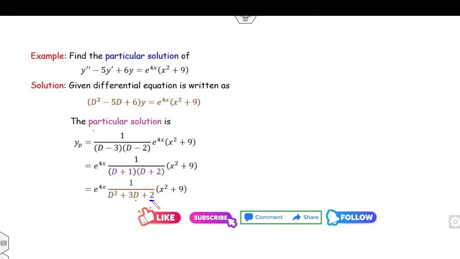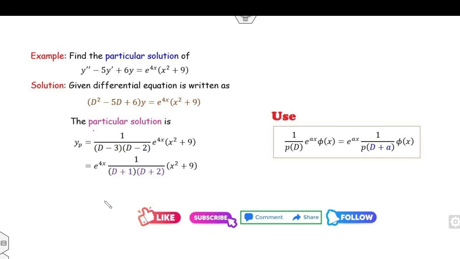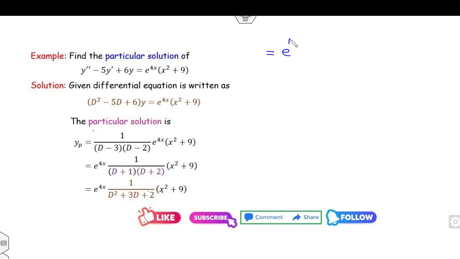Now your target is to make them as a 1. Otherwise, if you want to substitute D as D plus 1, so it will be again e raised to power 4x into (D plus 4 minus 3) and (D plus 4 minus 2), and you will see the same result is obtained. But I suggest there is no need to factorize them. You can directly substitute the value as I mentioned here. Now your expression will be here. Your target is to make them as a 1 because it's a polynomial. So I can take 2 as a common.